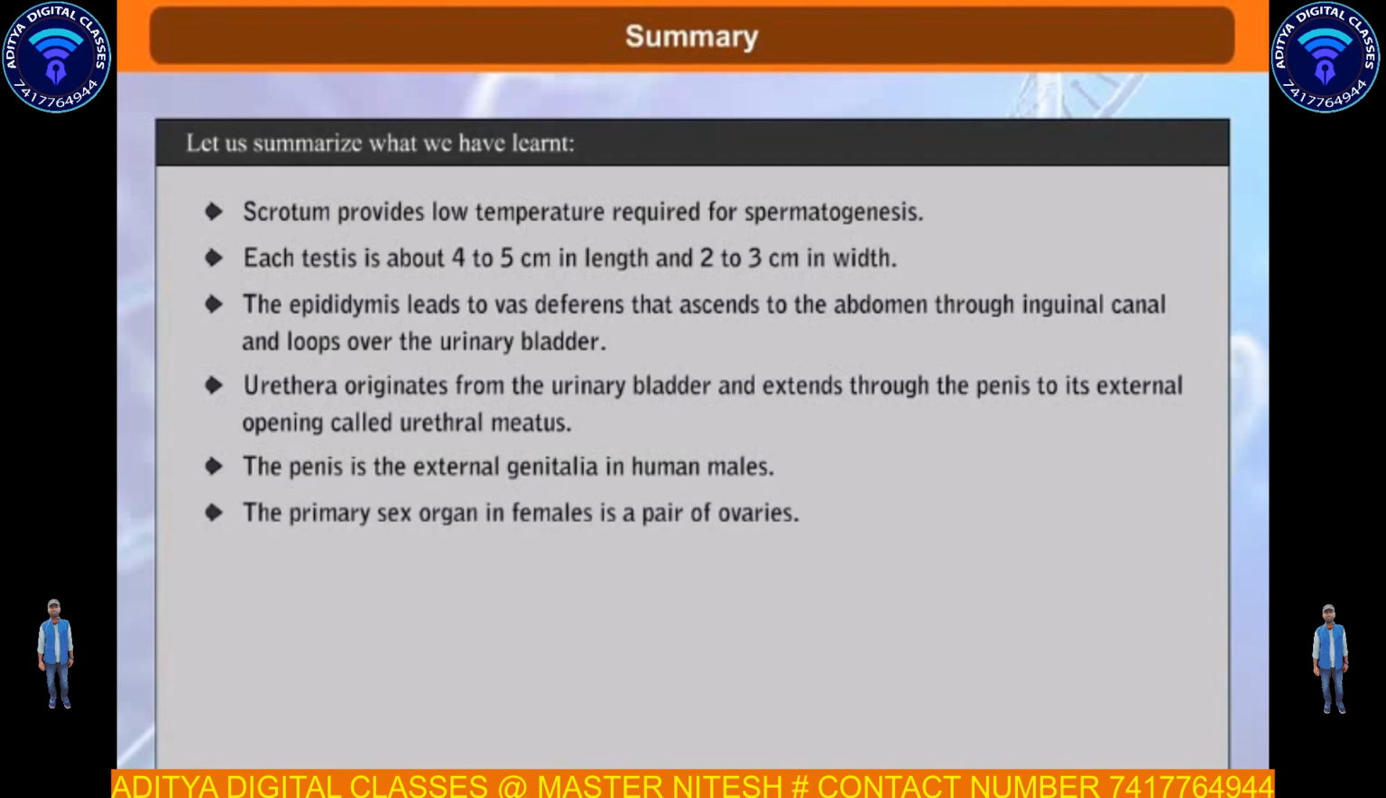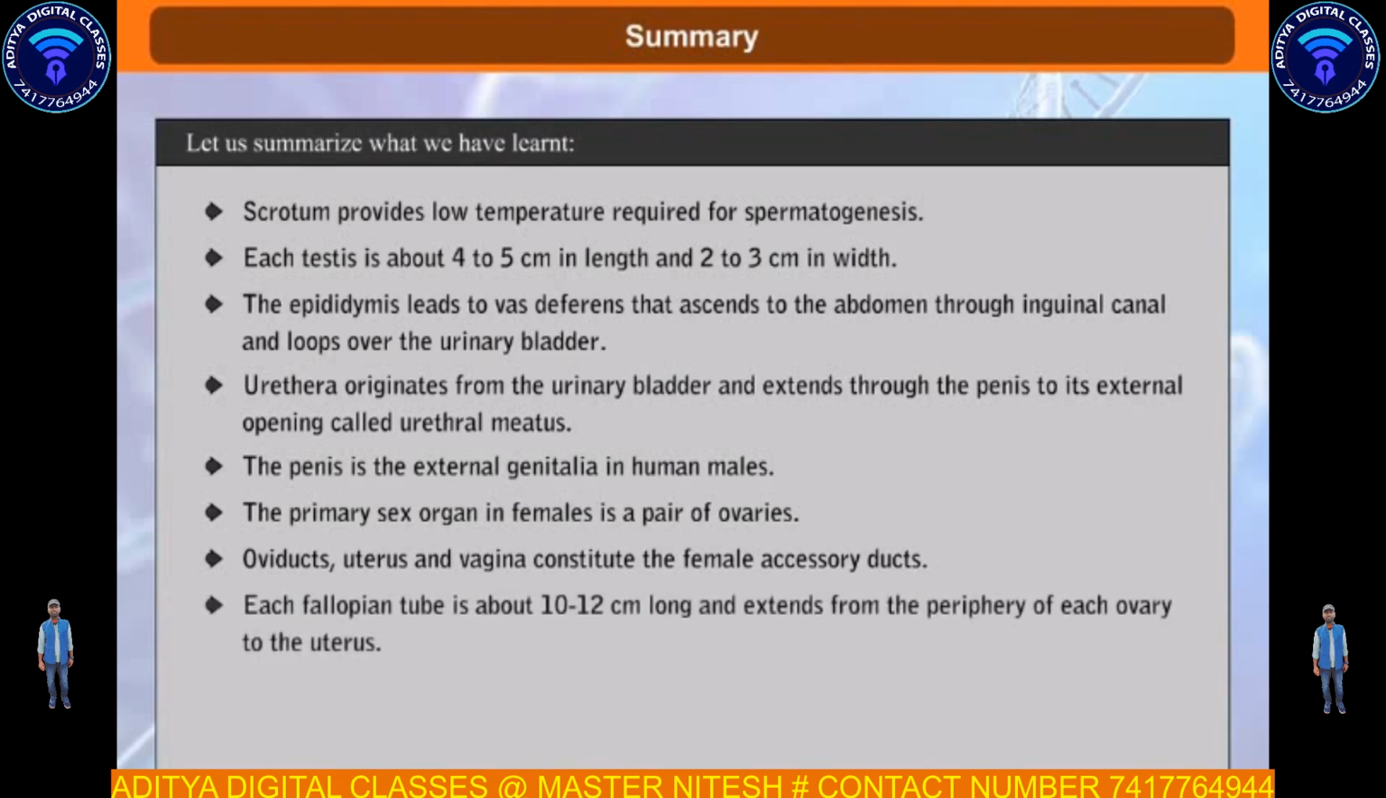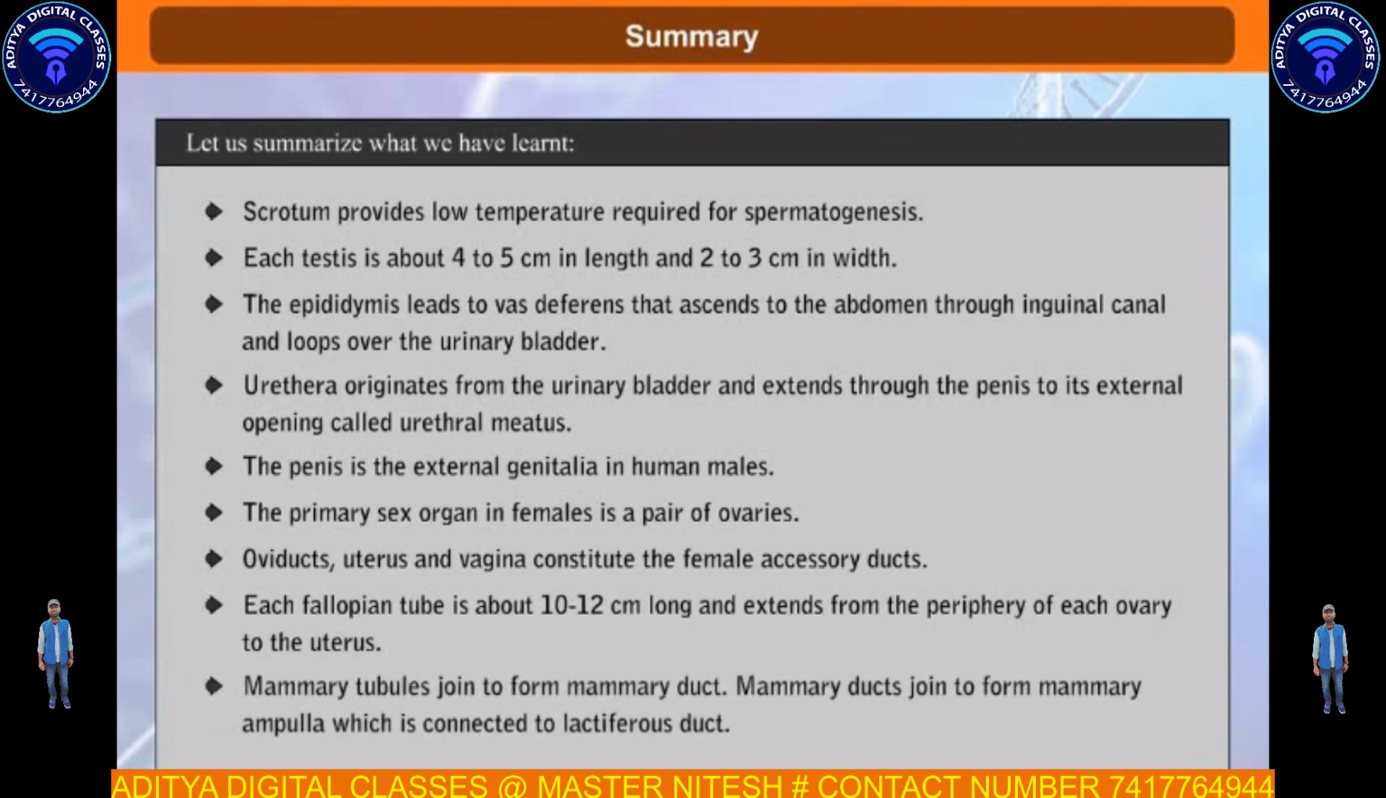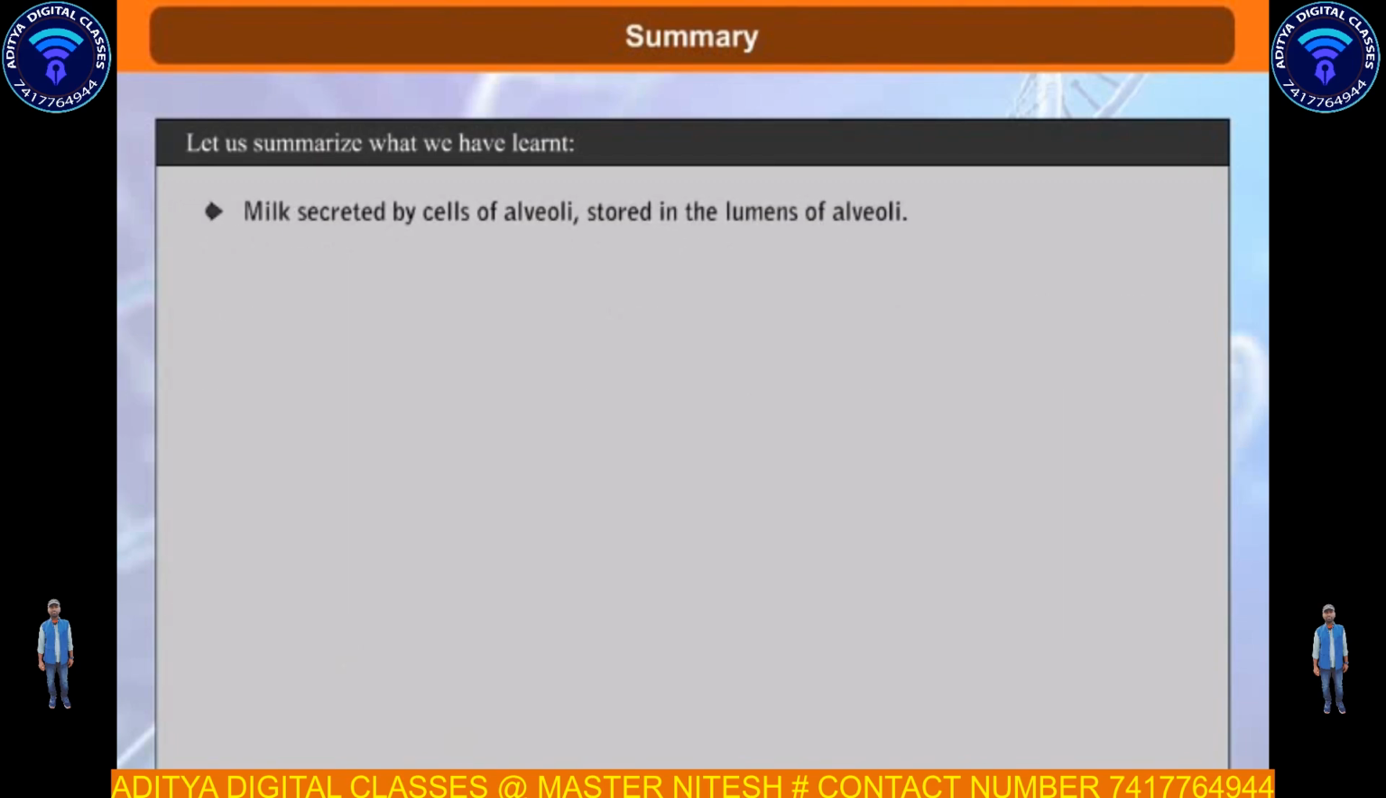The primary sex organ in females is a pair of ovaries. Oviducts, uterus and vagina constitute the female accessory duct. Each fallopian tube is about 10 to 12 centimeters long and extends from the periphery of each ovary to the uterus. Mammary tubules join to form mammary duct. Mammary duct joins to form mammary ampulla, which is connected to lactiferous duct. Milk secreted by cells of alveoli is stored in the lumens of alveoli.